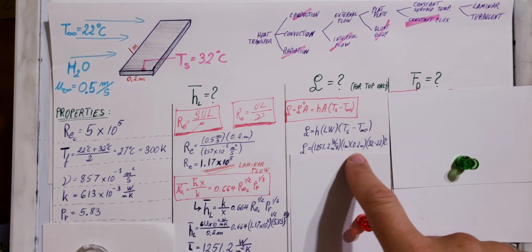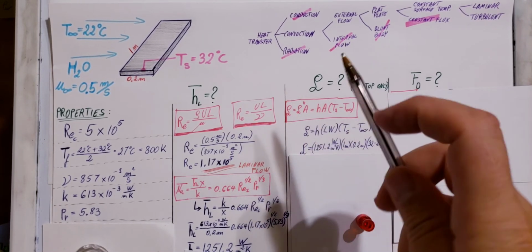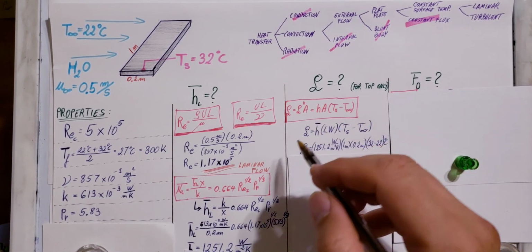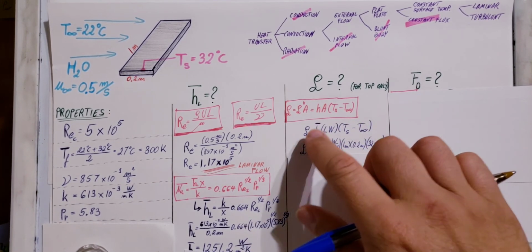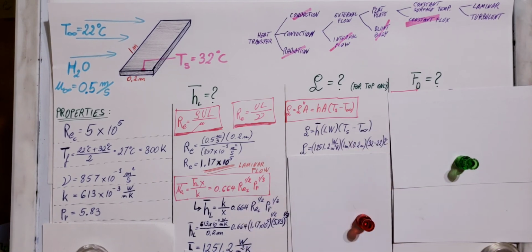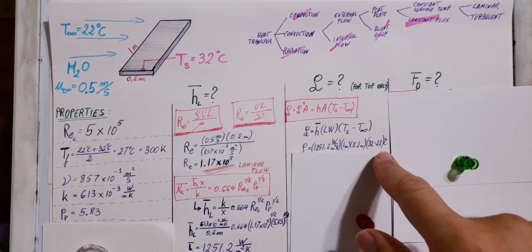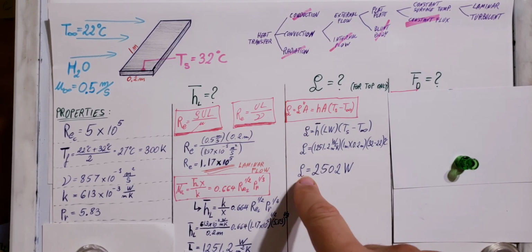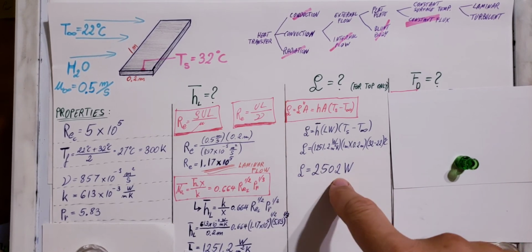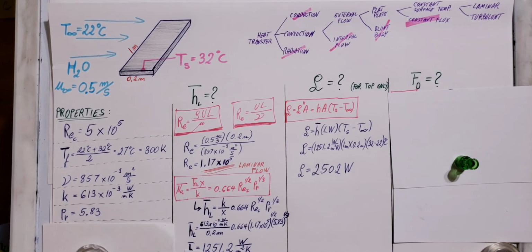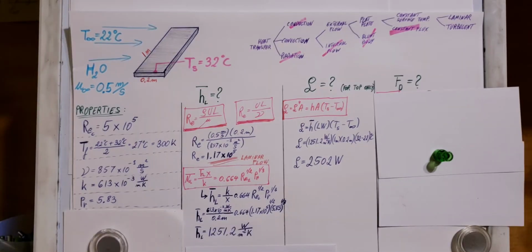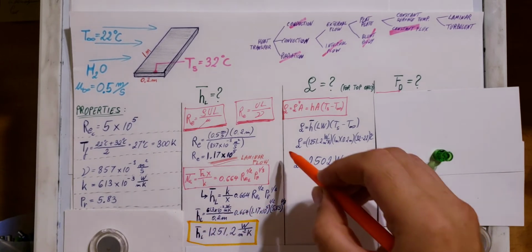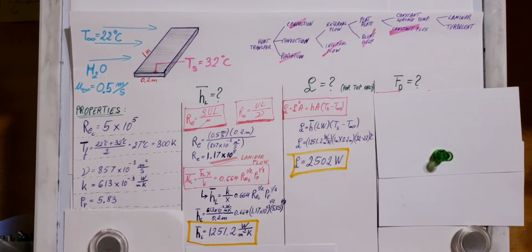We have everything we need. For this, we would need our average coefficient, right? For the whole plate, we don't want a coefficient for just one location. There you go, we have everything, we can plug it in, and we find that our heat rate is 2502 watts. Let me box these two answers since they are our answers. There you go.